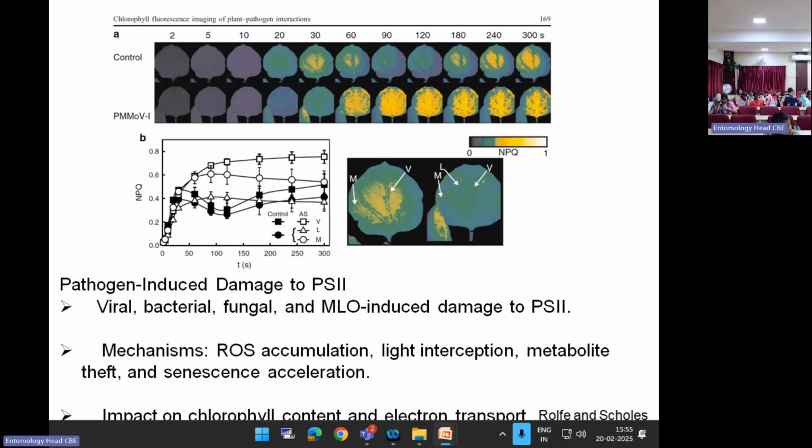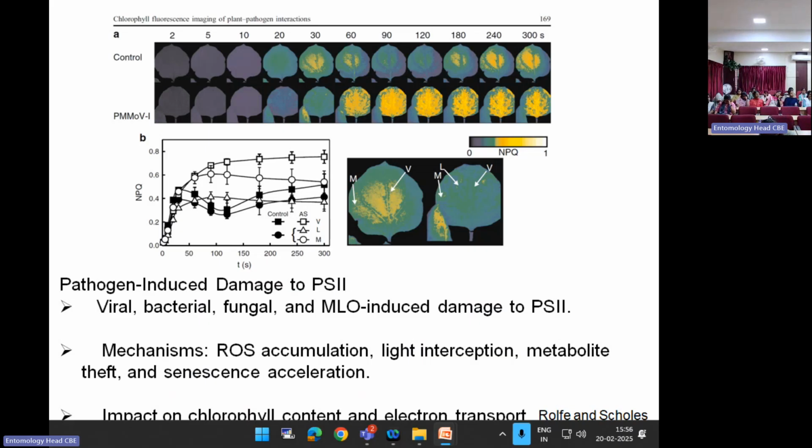And this way pathogen-induced damage to photosystem 2 can be quantified, either viral, bacterial, or I can extrapolate. This is an example here, but I can do that for viral, bacterial, fungal, amylo-induced, anything, because all are going to affect the photosystem 2 anyway.